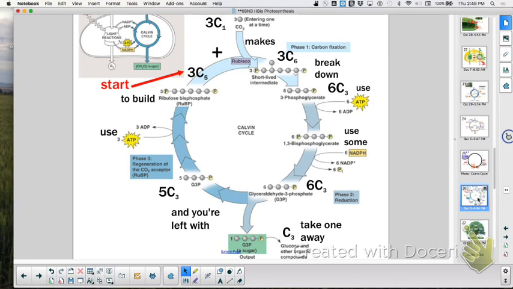3 C5 plus 3 C1 makes 3 C6. Pause. 3 C5s are referring to what? RUBPs. 3 C1s are referring to what? Carbon dioxide. Okay? 3 C6 break down to 6 C3. Use some ATP. Use some reduced NADP on your 6 C3. Take 1 away, PGAL, G3P.